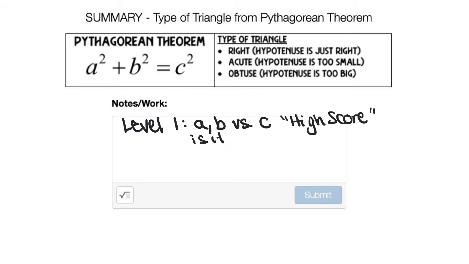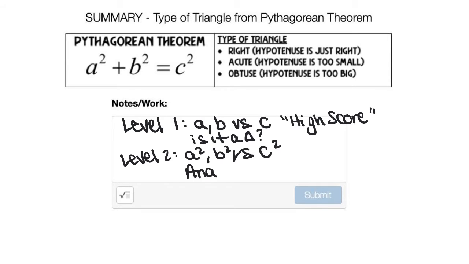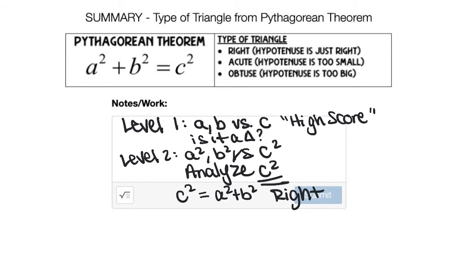Okay, to see, is it a triangle? Then we had level 2, where we did A squared, B squared versus C squared. And we had to analyze C squared. If C squared was equal to A squared plus B squared, we had a right triangle.